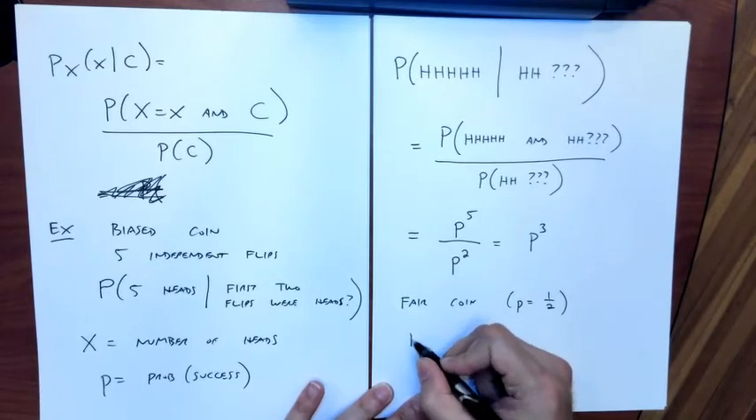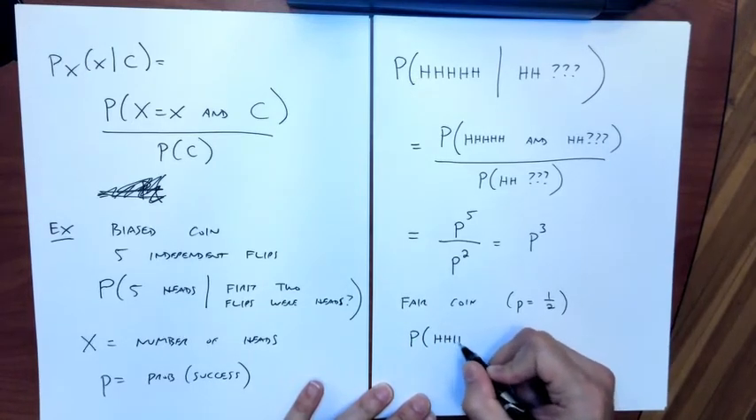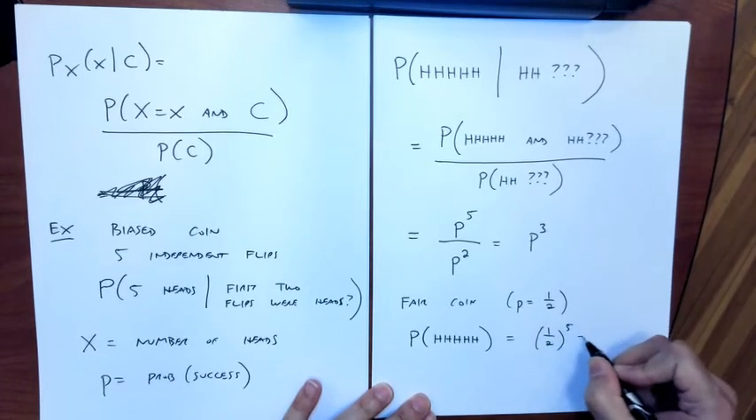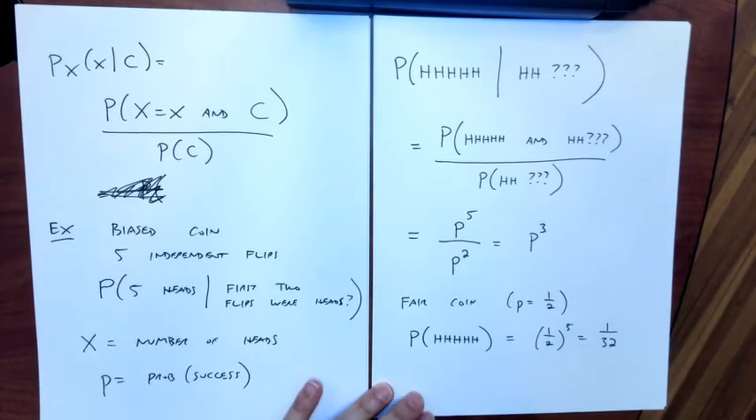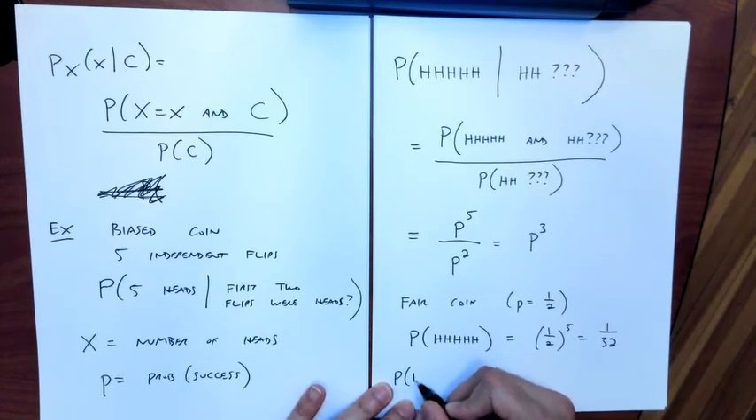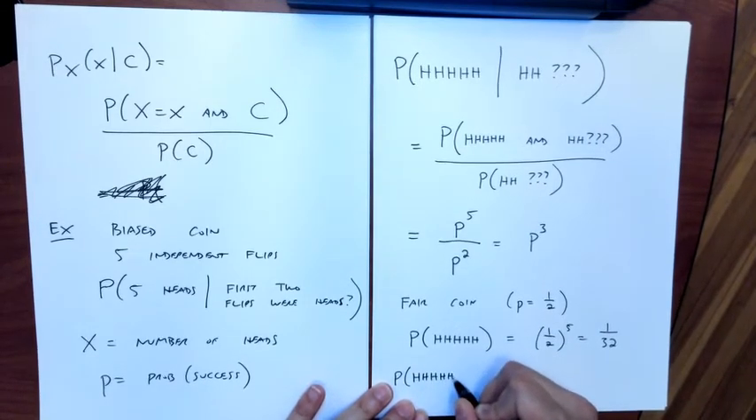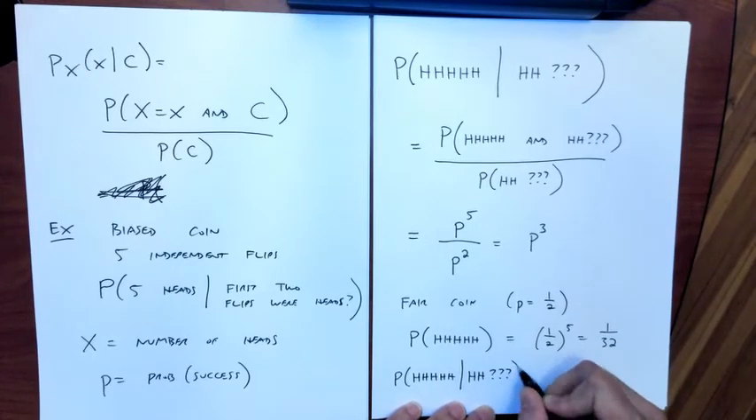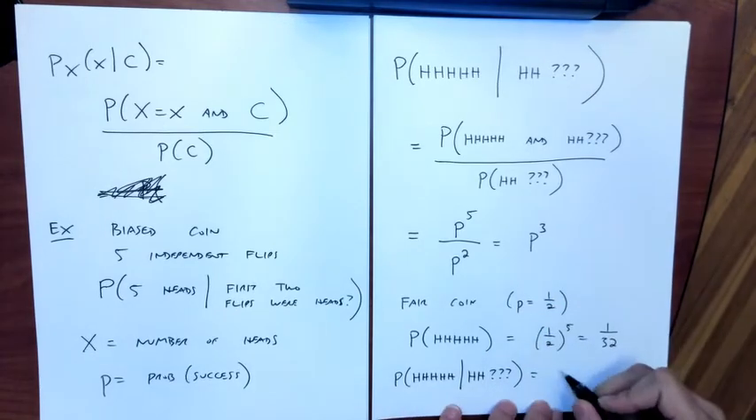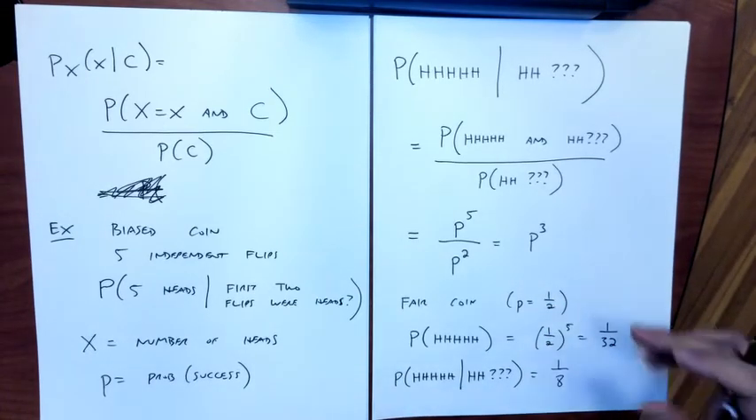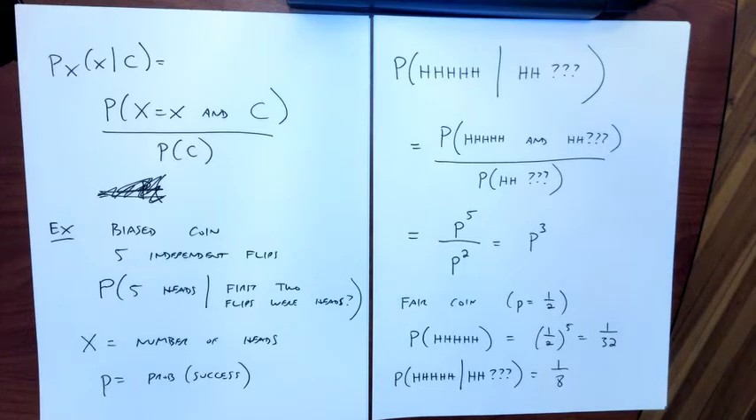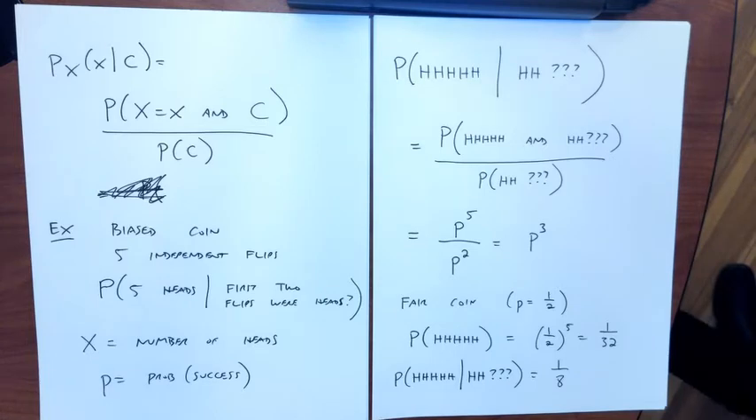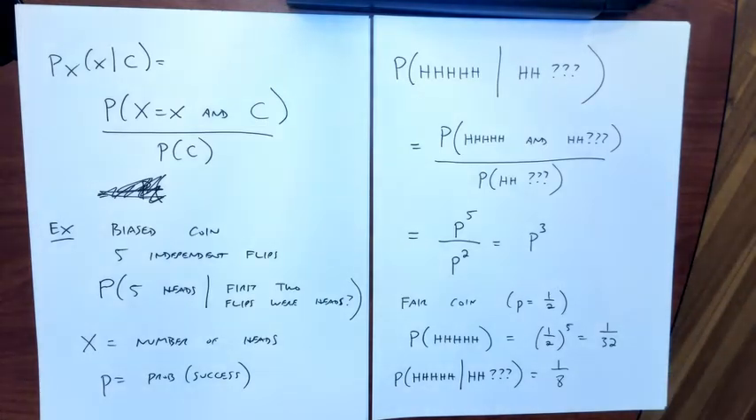So that's like saying the probability of having 5 heads in a row with this fair coin is 1 over 32, pretty unlikely, but the probability that I get 5 heads in a row given that I already saw 2 heads would be p cubed, which is an eighth, which is a lot bigger than 1/32, right? So knowing that I got 2 heads already makes the probability of getting 5 heads in a row much more likely, right?